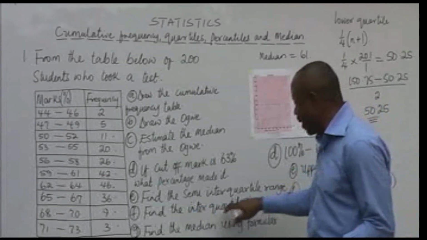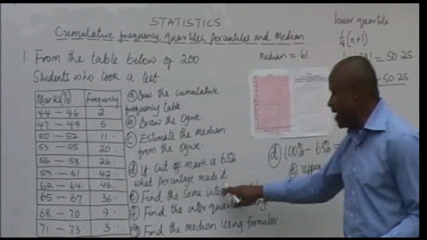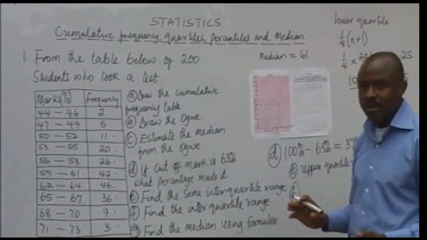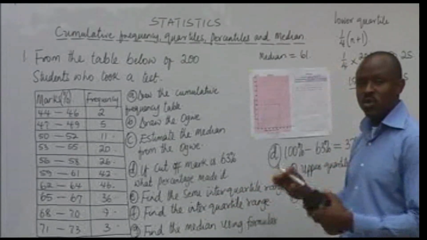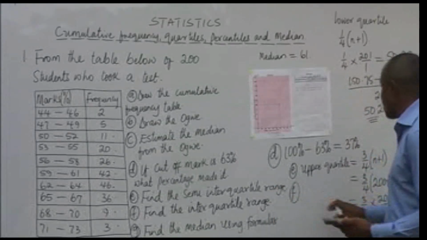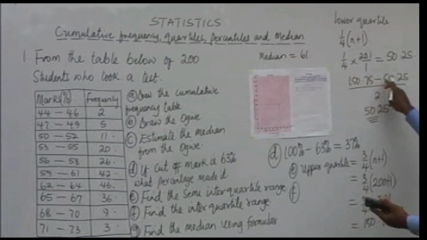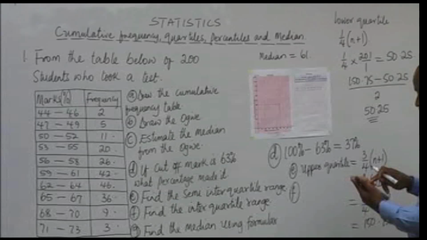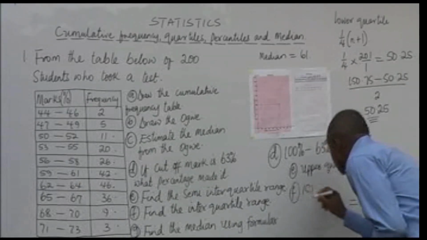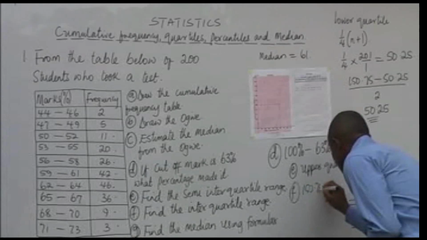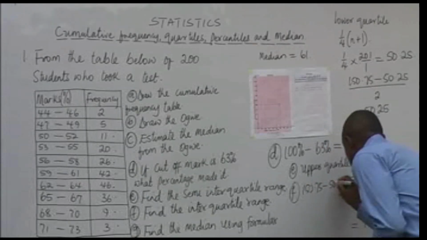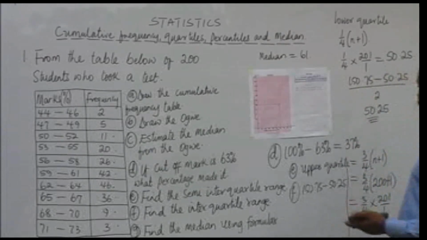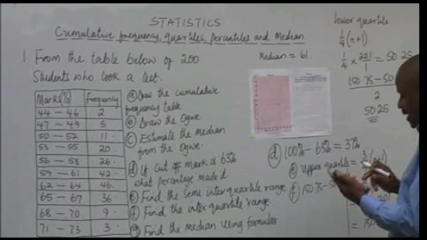So question number F now: we should find the interquartile range. Semi-interquartile and interquartile are related, only that in interquartile you don't divide by 2, but in semi-interquartile you divide by 2. So the value we are going to have here is simply what we had here. Subtracting this from this, let's go by it again: 150.75 minus 50.25. Whatever we get here is our interquartile range.